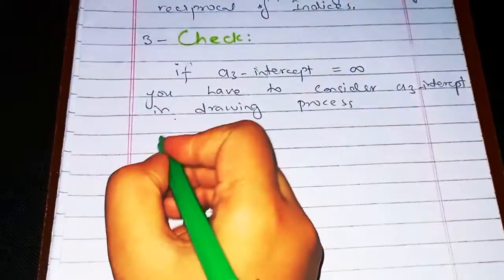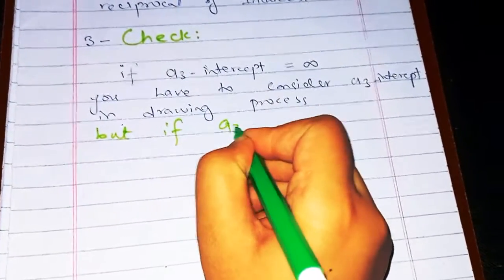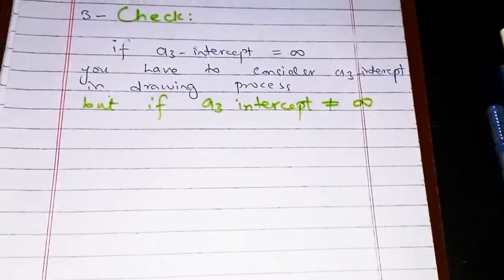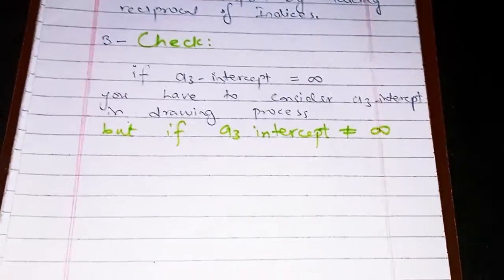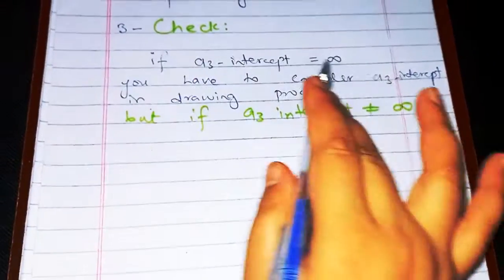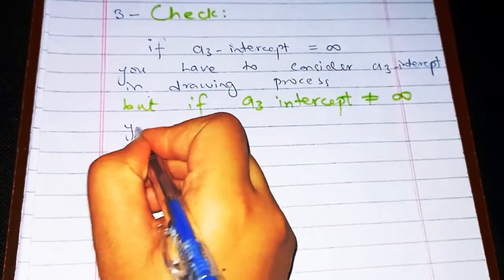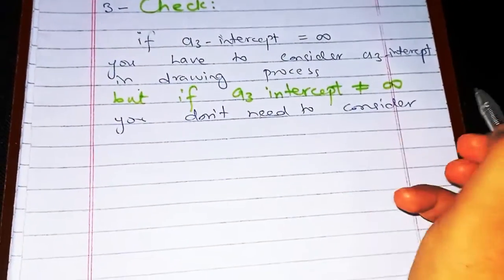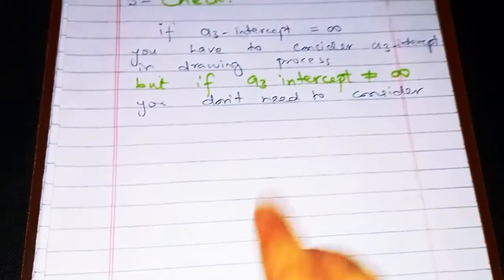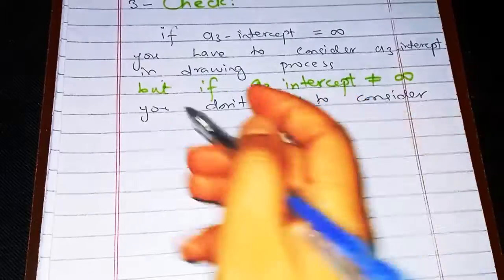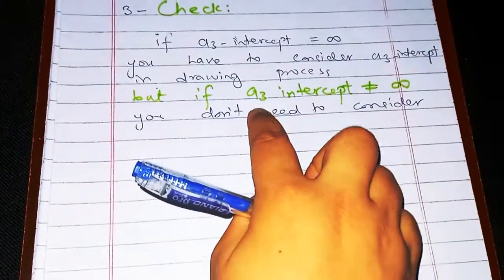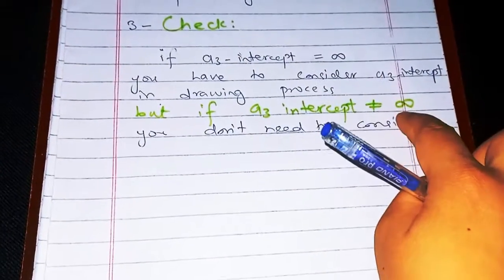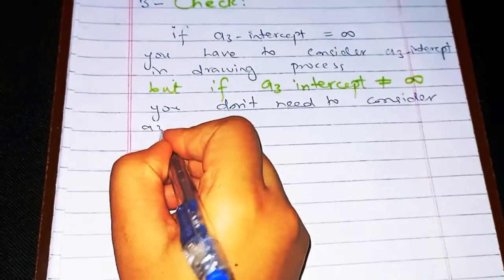But if the A3 intercept is not infinity, if it's any other number, like for example if it's 2, 3, 4, 5 or whatever, then you don't need to consider the A3 intercept in the drawing process. You don't need to consider it. You can if you want, but it will complicate the process. You don't need to. Okay, that is not necessary. Your plane can be drawn without taking into account the A3 intercept if it's not infinity. If it's infinity, you have to consider it. If it's not infinity, you don't need to consider the A3 intercept into the drawing process.